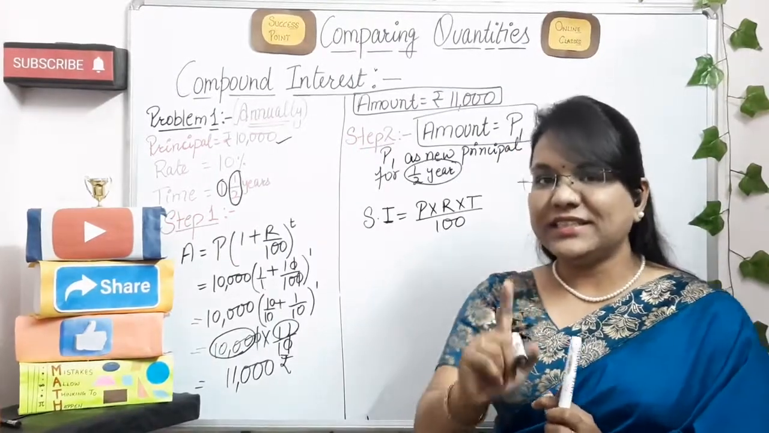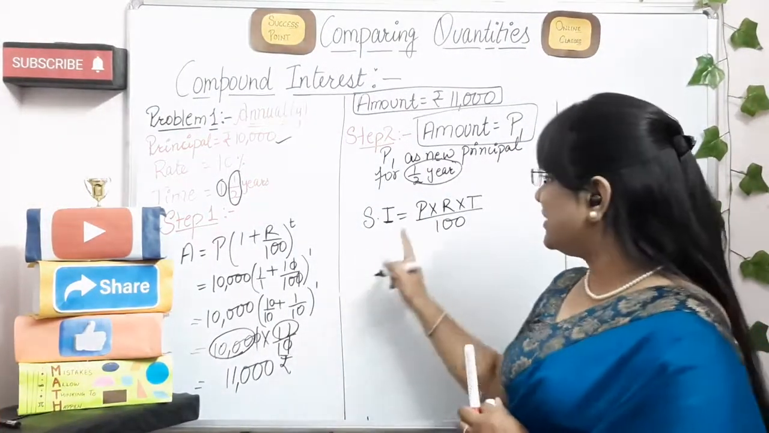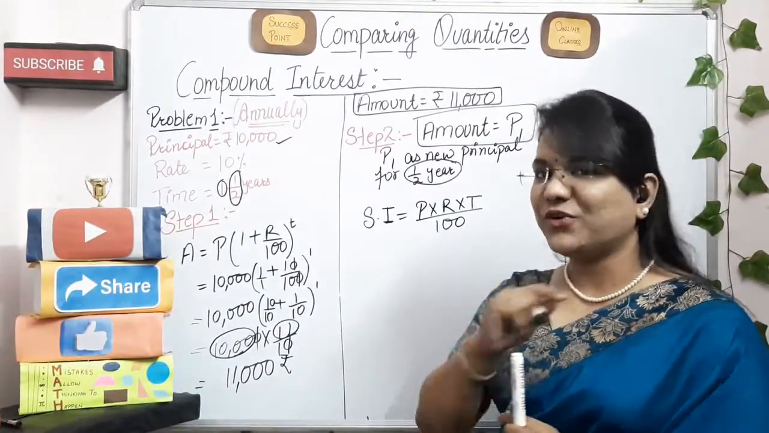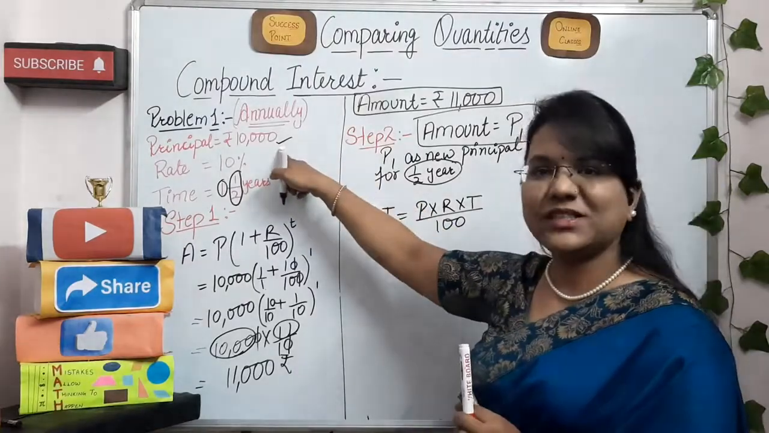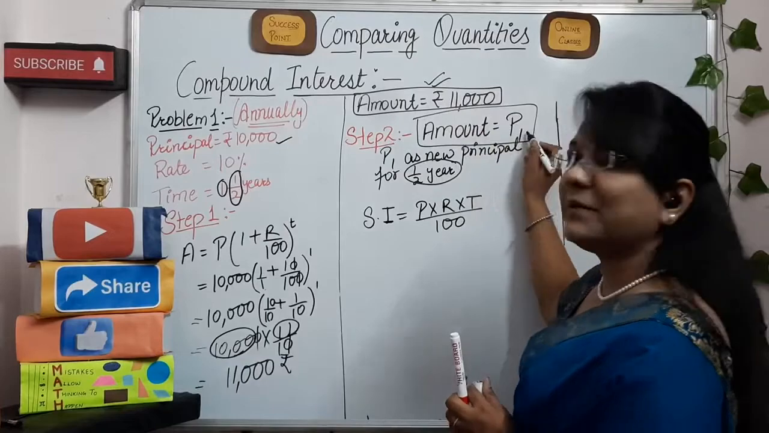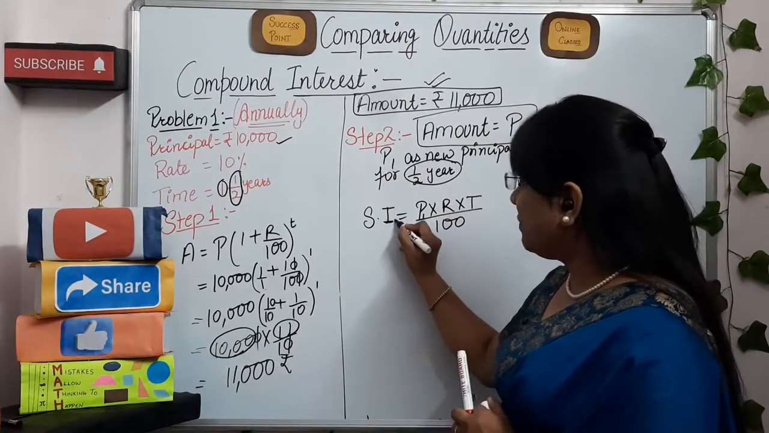So what should be the change that we have to do here? Should we use the same formula? Simple interest PRT by 100. Come on, guys. No, we should not use the same principal. We have to use our amount as a principal. So instead of writing P, we need to write P1.